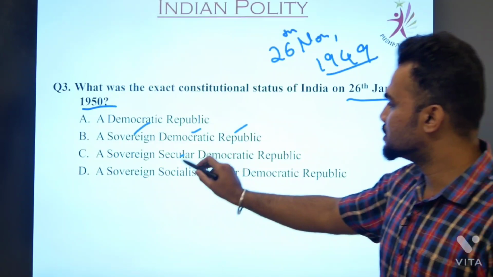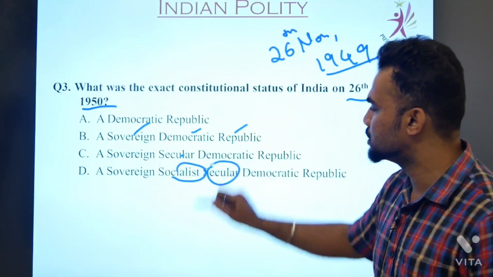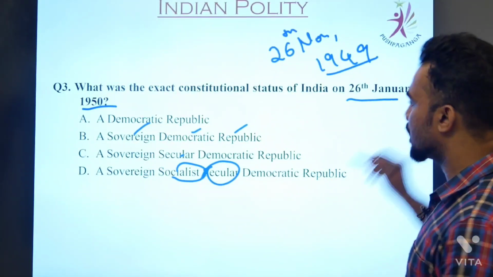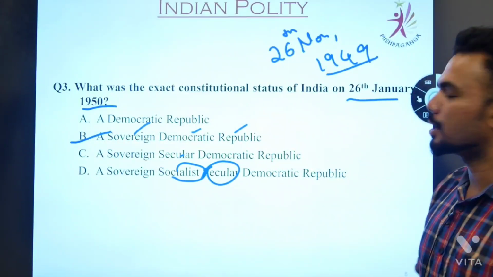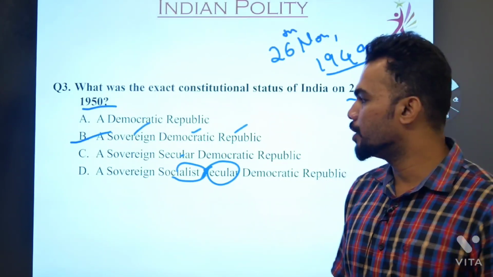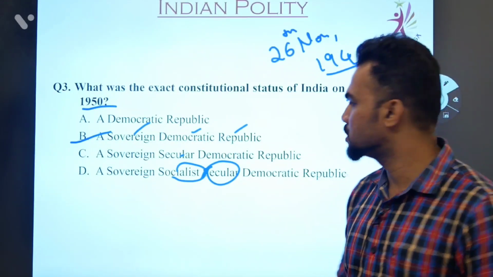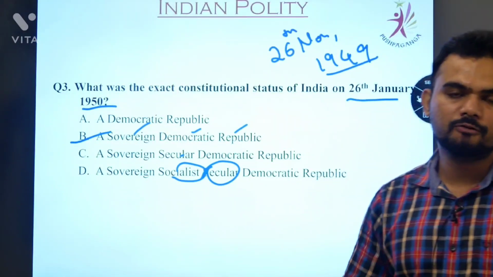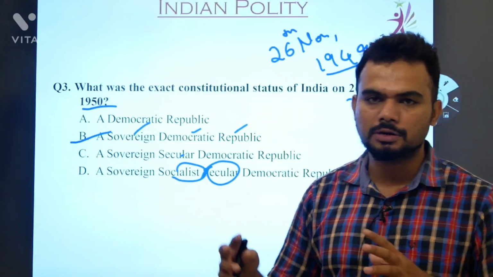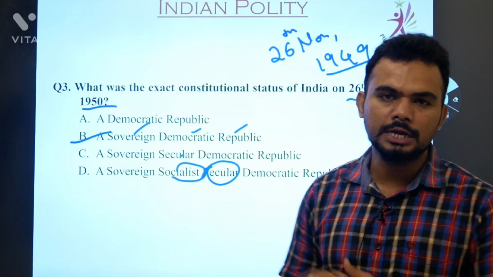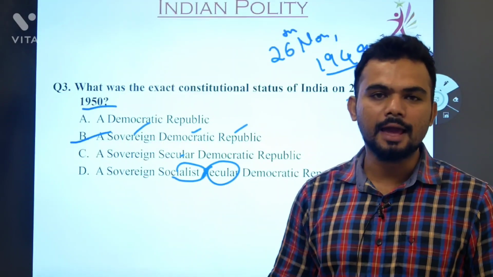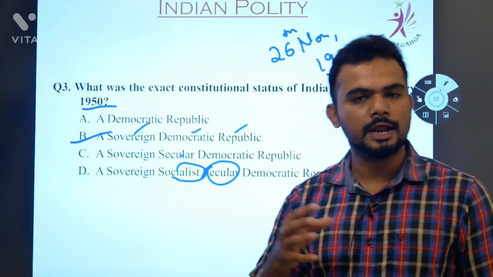The words secular and socialist were added by the 42nd Constitution Amendment Act later on. So the correct answer for this is B, sovereign democratic and republic. What does the word sovereign say? We are not under the control of anyone, so we can frame our own rules and policies. What does democratic say? We follow the parliamentary form of government. We know that democracy has two types: direct democracy and indirect democracy. Republic says the head of the nation is elected, whether directly or indirectly. Ours is indirectly elected.